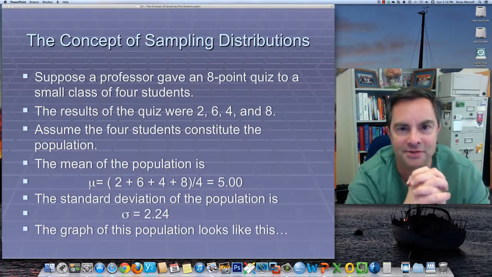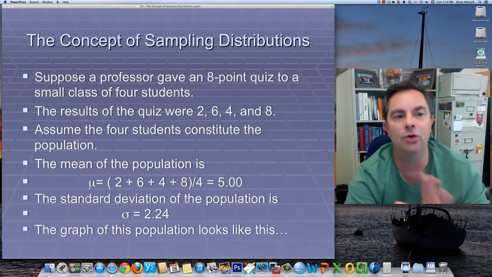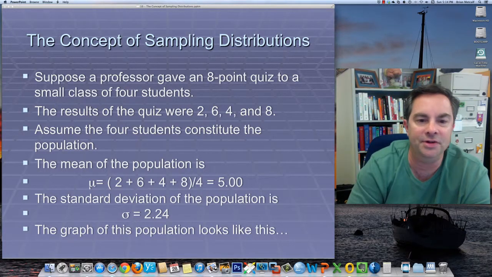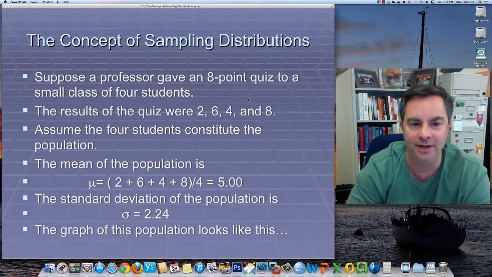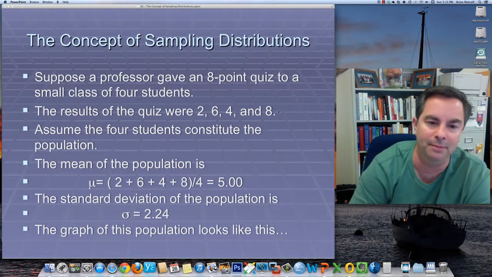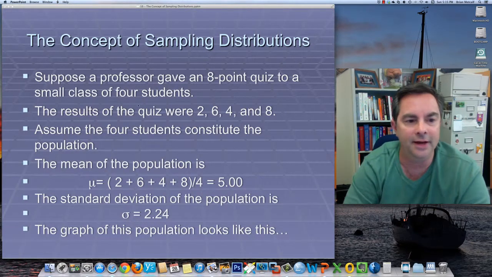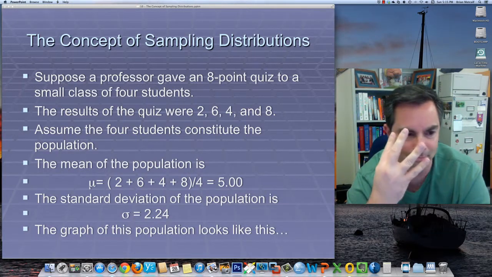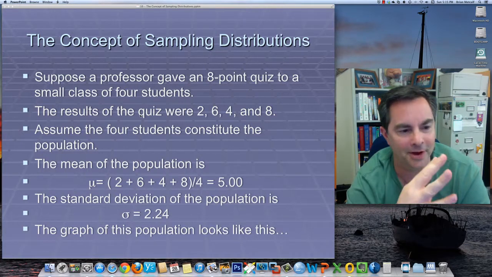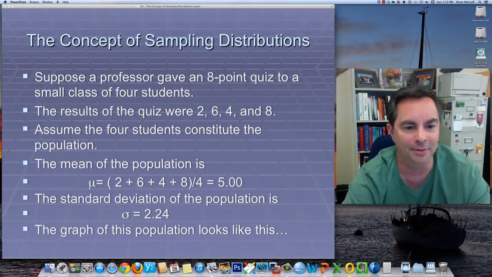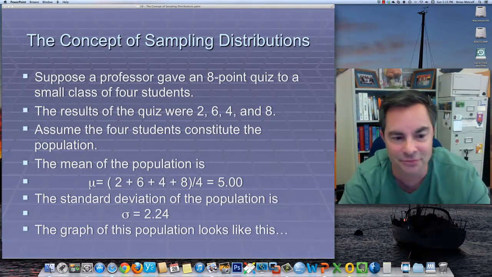But suppose a professor gives an 8-point quiz to a small class of just 4 students. And we see the results of that quiz on the screen here. A student got a 2, one got a 6, one got a 4, and one got an 8, in just kind of unsorted, random order, maybe the order that they were scored. Now assume that there's just 4 students in this entire population. The class is my population of 4. We're going to deal with the ridiculously small here in this example. So a gigantic population of just 4.